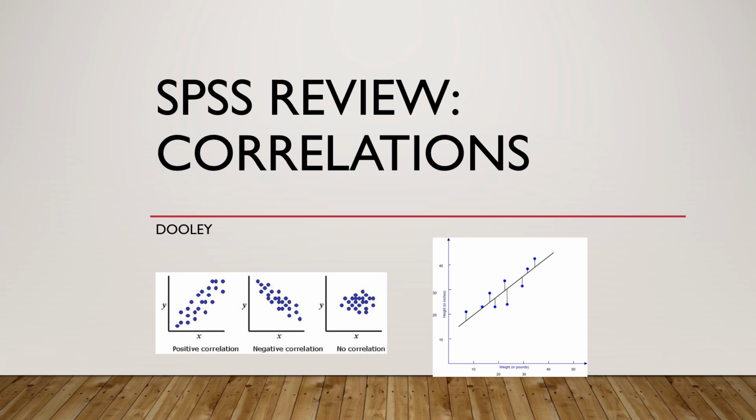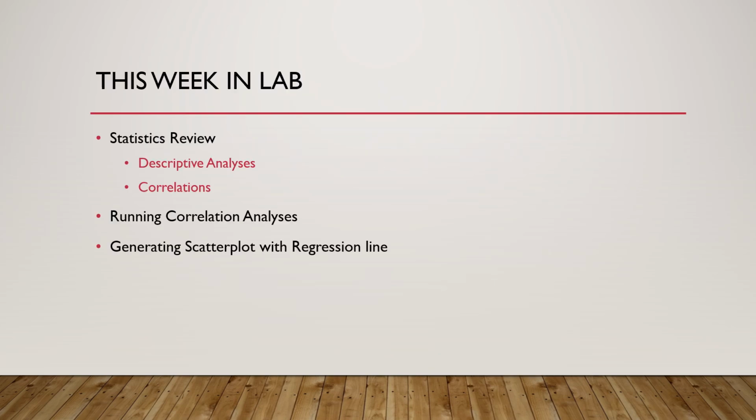Welcome back to lab. So in lecture this week, we talked about correlational methods and correlations, regressions, multivariate analyses, that kind of thing. So in lab, we're going to also be doing correlations today. So what we're going to talk about is a statistics review of descriptive analyses we talked a little bit about last week, as well as reminding about correlations and how to run correlations in SPSS, as well as generating the scatter plots that you need in order to display the data for a correlational analysis, along with that regression line or the best fit line that we talked about in lecture.